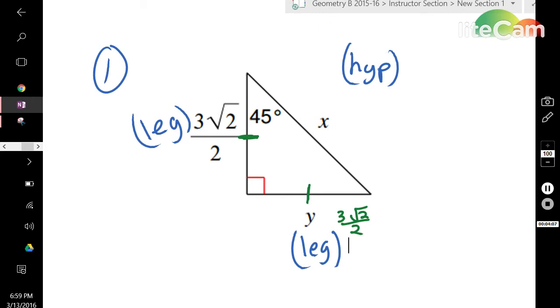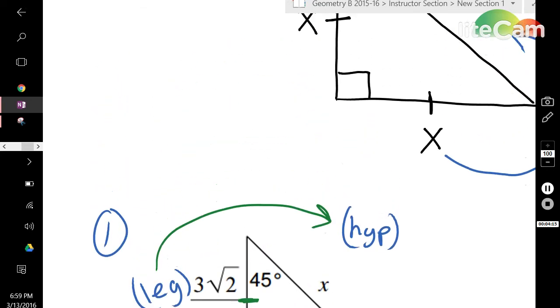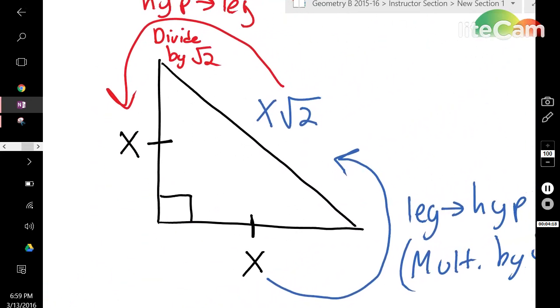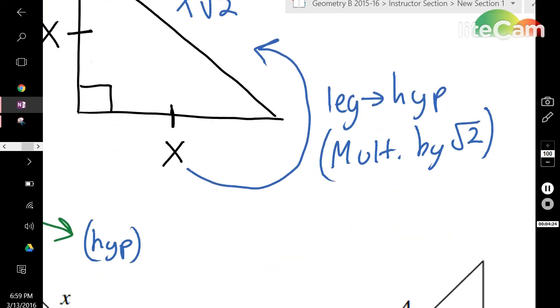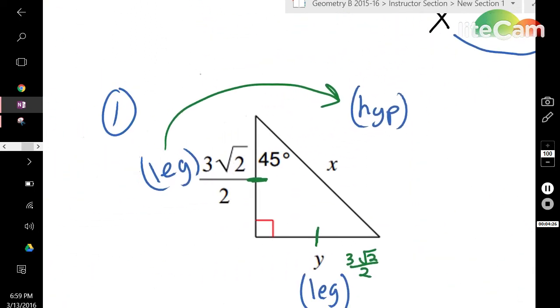Now, on to the more complicated, in quotation marks, relationship. If I'm going from leg to hypotenuse, in case you forgot, you can scroll back up here, or look into your notes. Leg to hypotenuse, we look up here. That arrow from leg to hypotenuse shows that I should multiply by square root 2. So I'm going to write that down here.